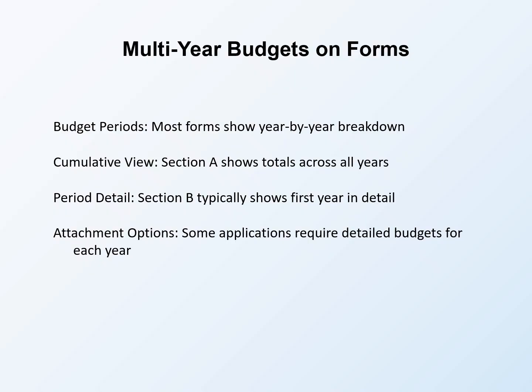Attachment options mean some applications require detailed budgets for each year as separate documents. Your form provides summary categorization, while attachments provide complete detail. Ensure attachments and forms tell consistent stories about your budget across all project years.